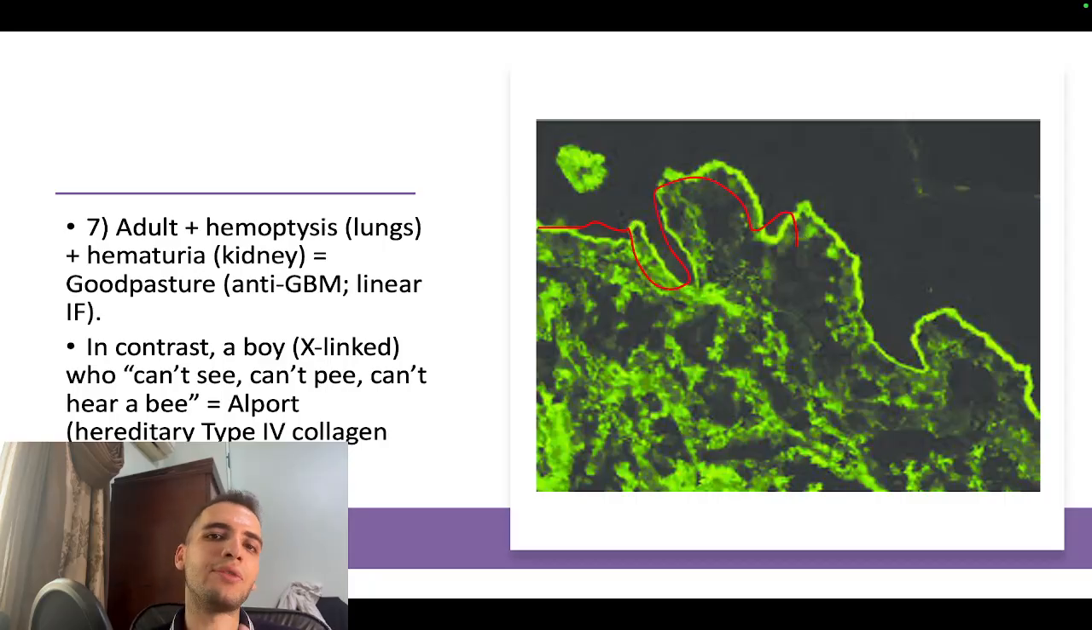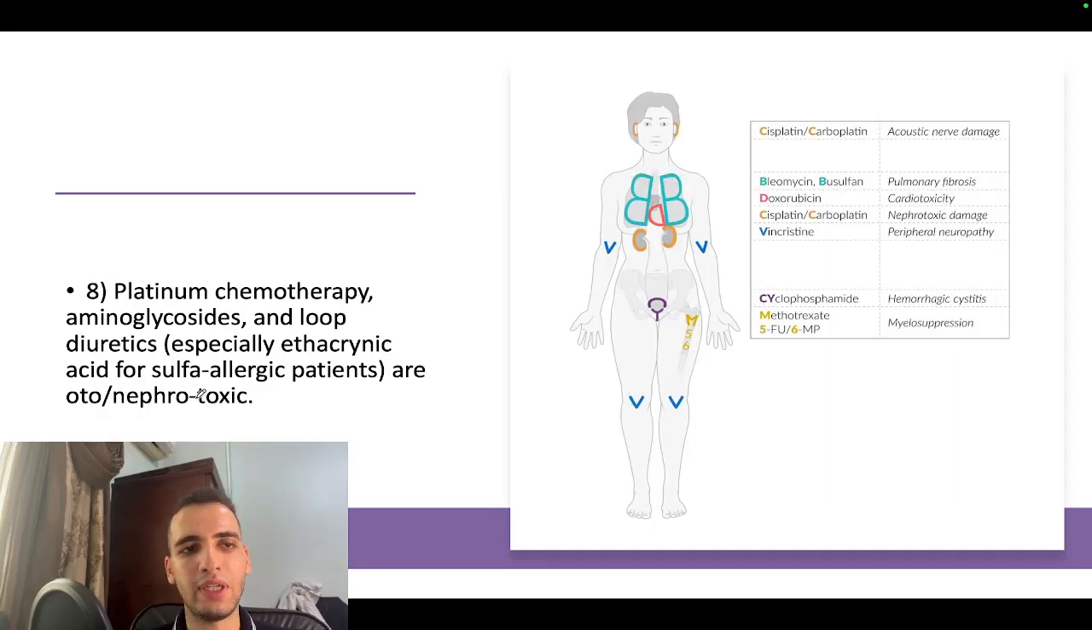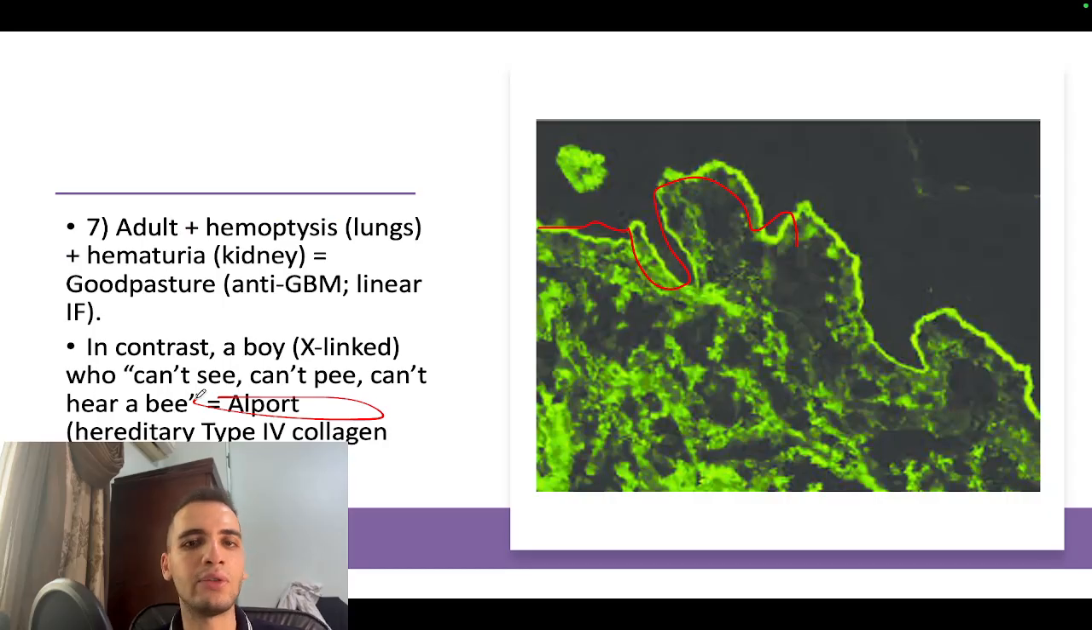On the other hand, if you see a boy, and the reason I'm saying a boy is because this disease is inherited, so you see it in kids, and it's X-linked, so you see it in boys more. And they tell you this mnemonic: can't see, eye problem; can't pee, lung, kidney problem; and can't hear a bee, ear problem. This is usually Alport syndrome. Alport syndrome is an inherited deficiency in type 4 collagen, not antibodies, and that's why it happens in kids. So take care of these two diseases and don't confuse them together.